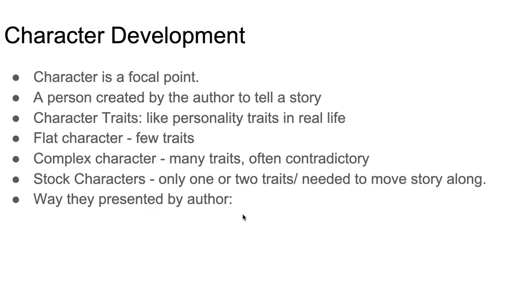We describe characters not only by how many traits they have, but whether these traits change as a result of the story's action. A flat character has few traits. A complex character has many traits, and those traits might even be contradictory. A stock character has only one or two traits, only what is needed to move the action or to perform the action in a story.